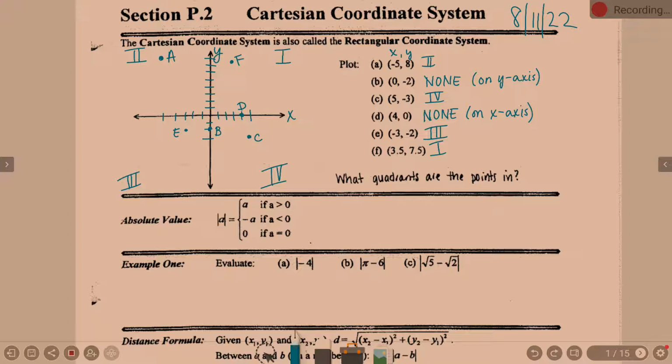Okay, so look at these. Evaluate. So straight bars, absolute value. What is the absolute value of negative 4? 4? Because negative 4 is a negative value, so we want to make it positive. Okay. What is the absolute value of pi minus 6?